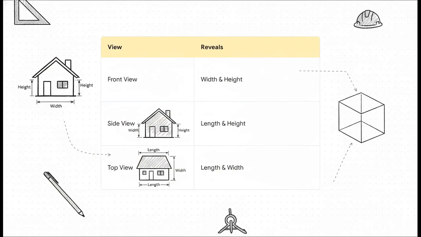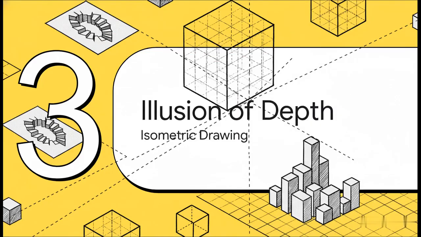And each of those views gives us a critical piece of the puzzle. That front view, it tells you the width and the height. The side view gives you the length and the height. And looking from the top down shows you the length and the width. When you combine those flat drawings, an engineer or an architect can build the entire 3D object in their mind. But you might be asking, what if you want to show that 3D feeling in just one drawing? Well, that's where designers pull a little magic trick on our eyes.